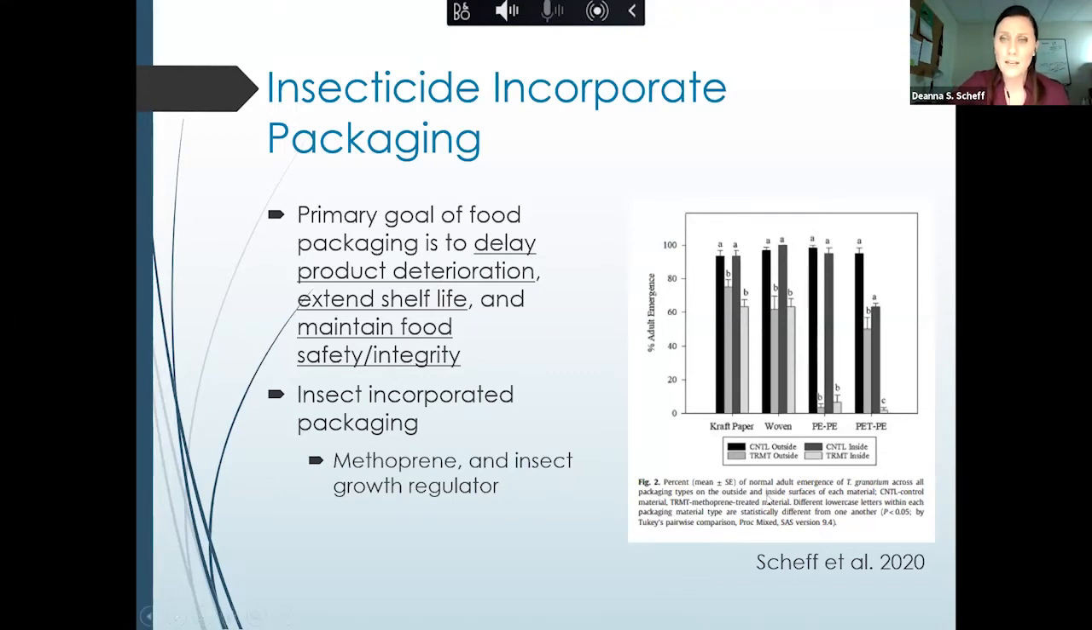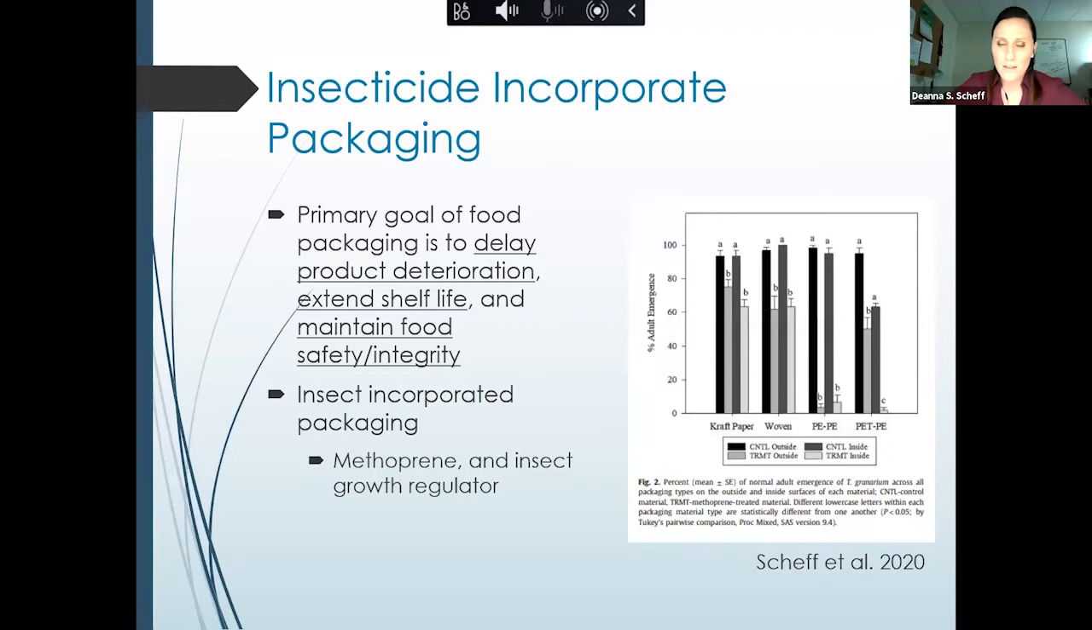As we can see over here on the right, in this study we looked at craft paper, woven paper, and then two types of polymer paper where we incorporated methoprene inside that packaging material. And then we do see significant reduction in adult emergence on our different types of packaging material. And generally, those polymer packaging work a little bit better than our craft paper or more woven type packaging material.